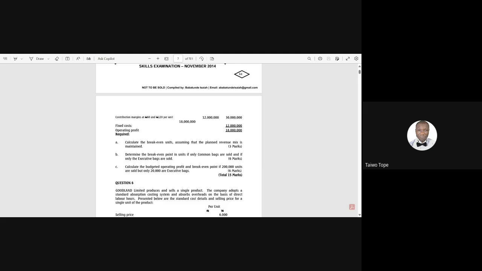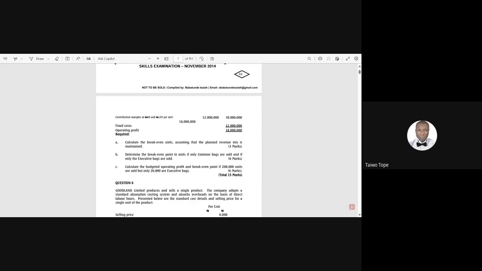Determine the break-even point in units. The first thing is you ask yourself, what is the formula for break-even point in units? Total fixed cost over contribution margin per unit. So the total fixed cost is what? 12 million. And for common bag, what is the contribution?